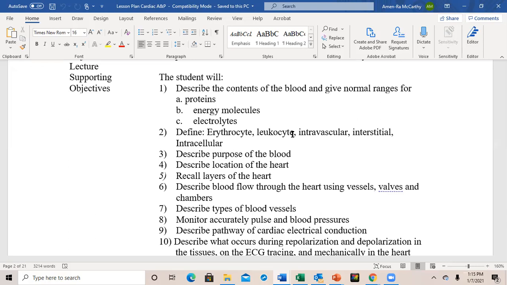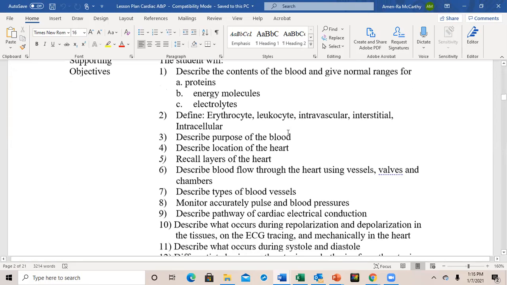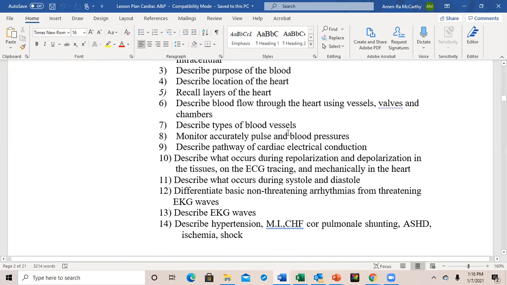Okay? Describe the location of the heart using your terminology. Is it supra, sub, to the left, lateral, anterior, posterior, those types of terminology. Describe the blood flow, what we just said. Describe the types of blood vessels.